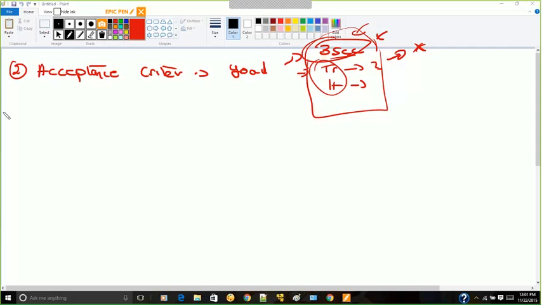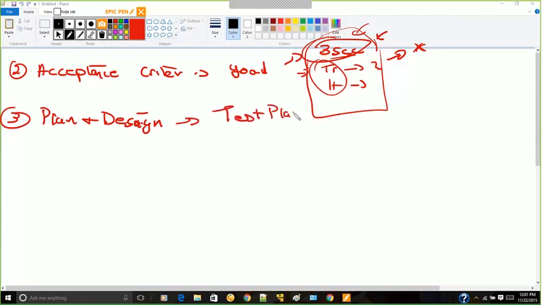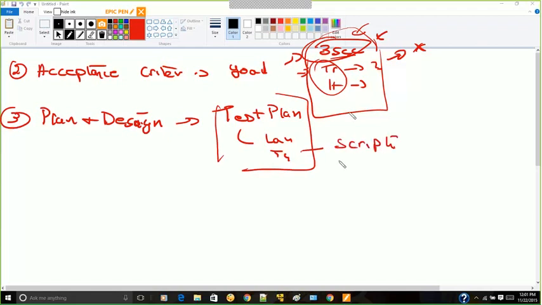Third one is plan and design. Once you get all this information, this is where you will develop your test plan. You will write your test plan here. Then you will identify what type of test you need to run. Is it a load test, stress test, endurance test? All the tests that we want to run. That's where we plan, and then we do our scripting. We do all those things in this plan and design.